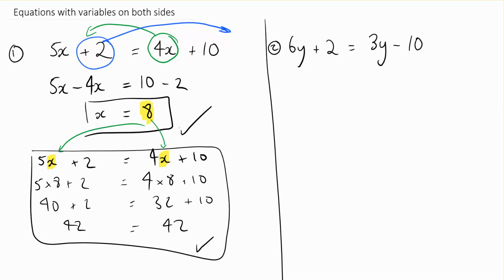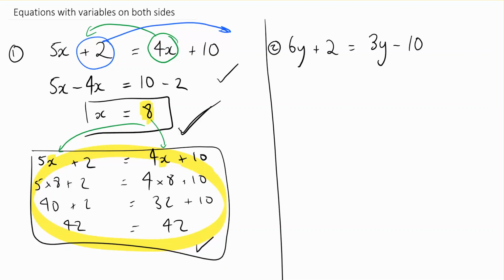And in a test, you get marks for your working and for this answer x equals 8. You technically don't get marks for this checking, but why wouldn't you do it? You're checking you've done it correctly. You're pretty much marking yourself, and you'd be confident to move on to the next question. You know you're getting those marks.